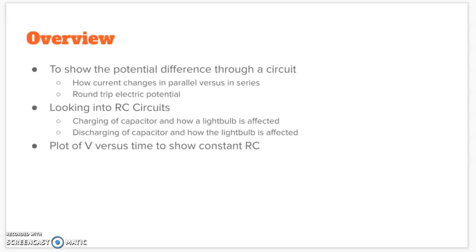We then looked into RC circuits, first the charging of a capacitor and how a light bulb is affected, and then also the discharging of that capacitor and how a light bulb is also affected. And then finally we plotted potential difference versus time to show the constant RC, or time constant.